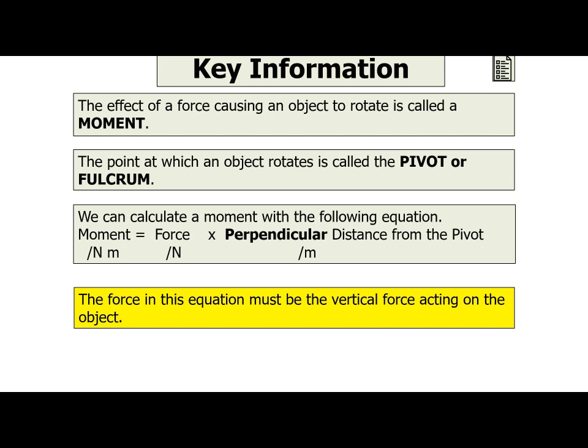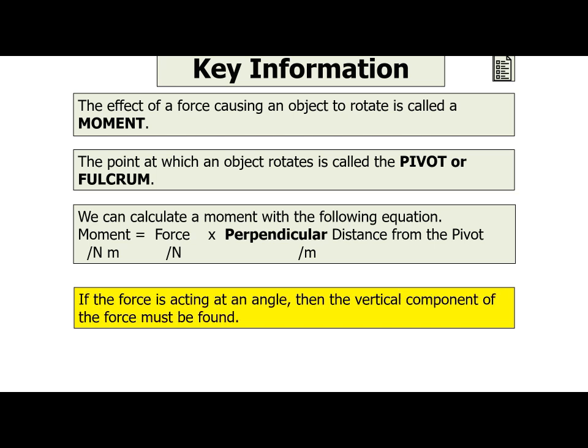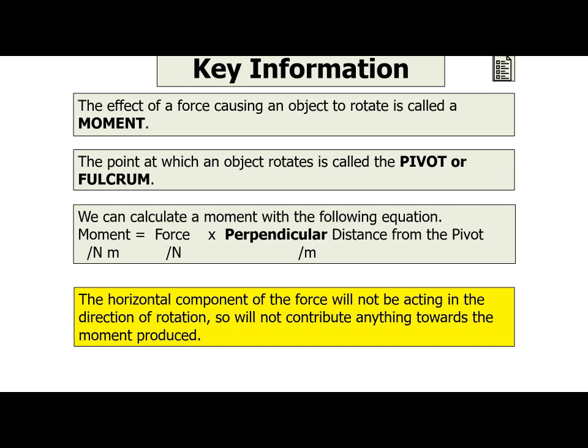Now, the force in this equation must be the force acting perpendicular to the object. If the force is acting at an angle, then the vertical component of the force must be found. The horizontal component of the force will not be acting in the direction of rotation, so will not contribute anything towards the moment being produced.